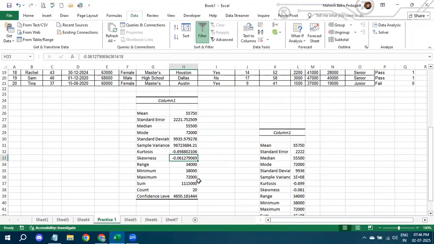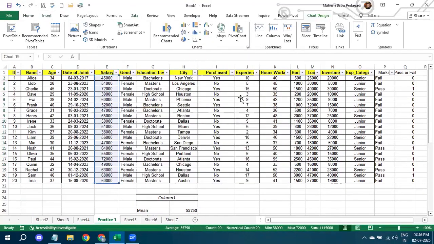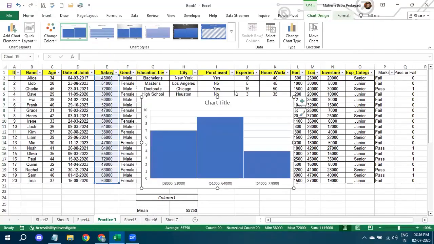Okay, but if I am the business owner, what is this minus 0.06? What is your response? Will you explain the concept of skewness to the manager or your client? Will you take a projector and sit in front of a client and say skewness is nothing but normal distribution? No. Rather, you should show them the plot. Go to Insert. Sir, this is your plot.